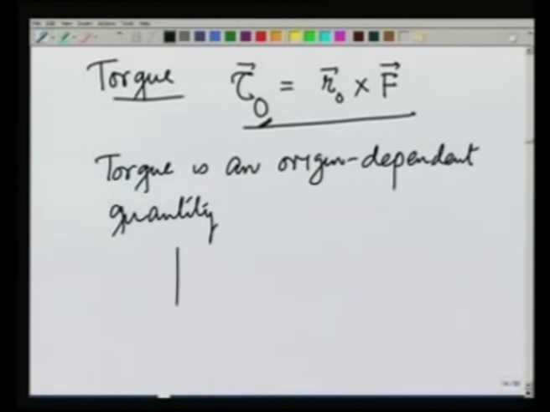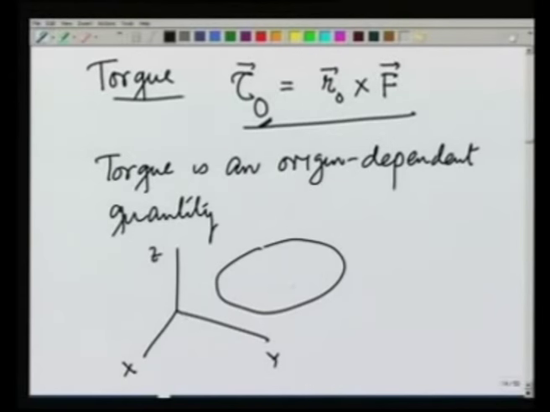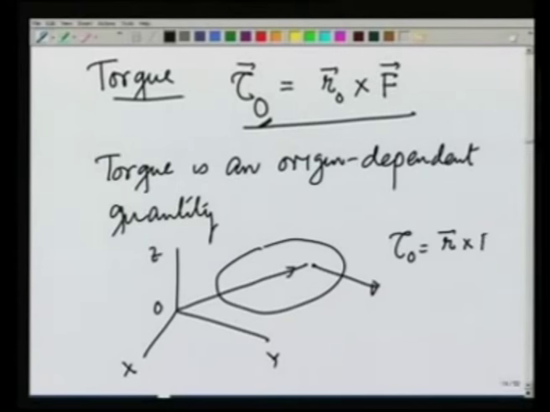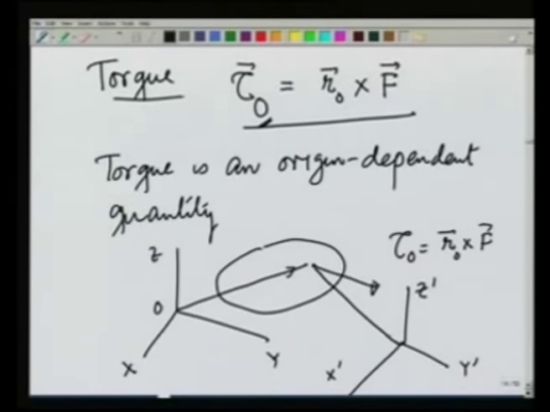For example, let us take x, y and z axis. Let us take a body here. If I apply a force at this point, in this origin, the torque would be r cross f, let us say r o. On the other hand, if I have a different frame of reference centered at O prime, the torque you can see is going to be different.